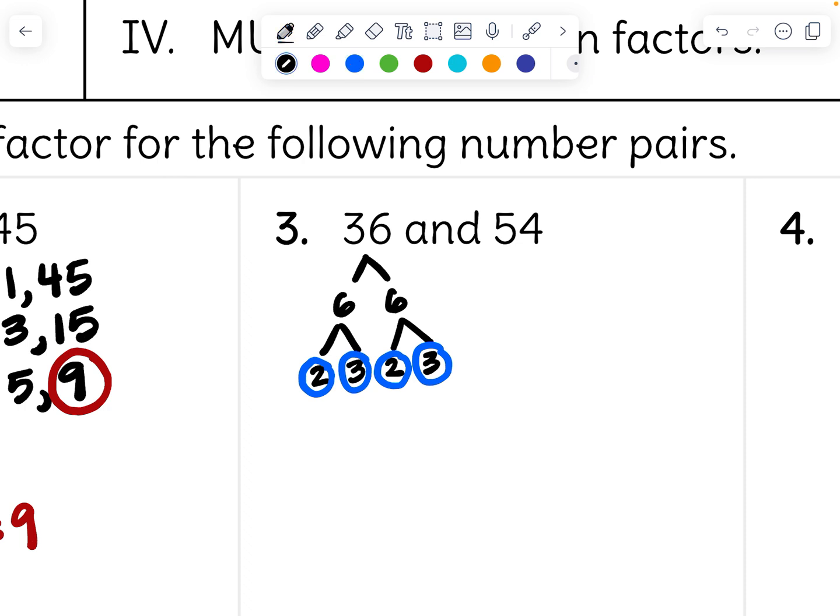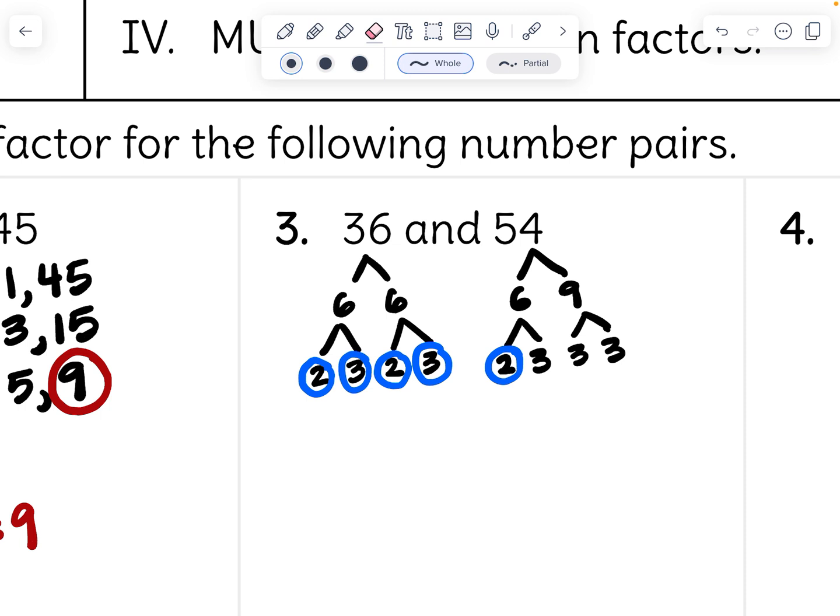Now let's do 54. So 54, you could multiply 6 times 9. And then for 6, you would multiply 2 times 3. For 9, you would multiply 3 times 3. So now again, I have 2's and 3's. These are all prime numbers.